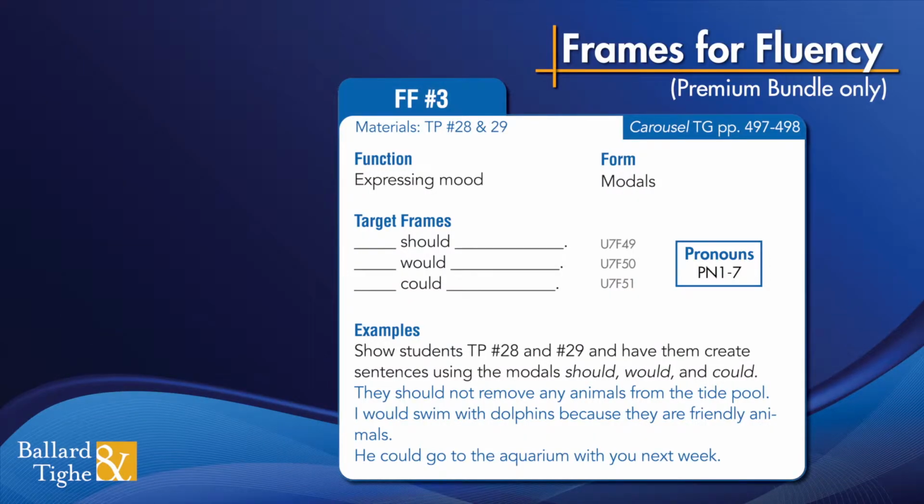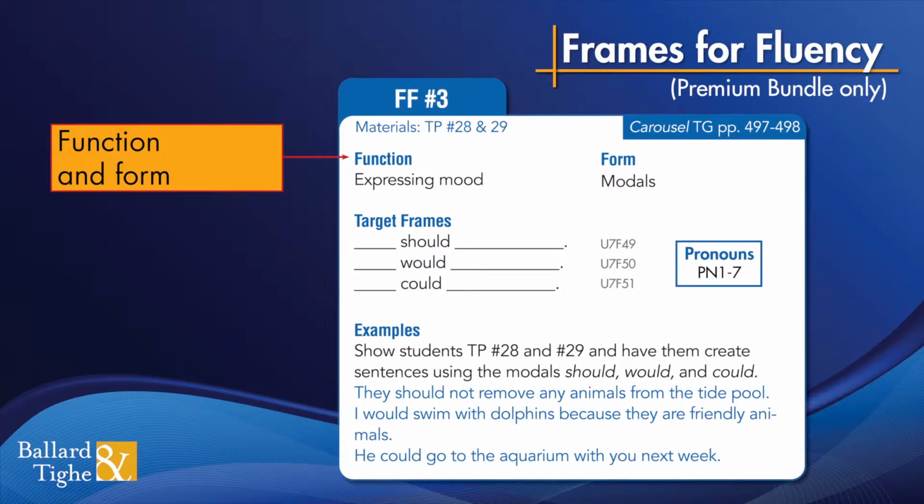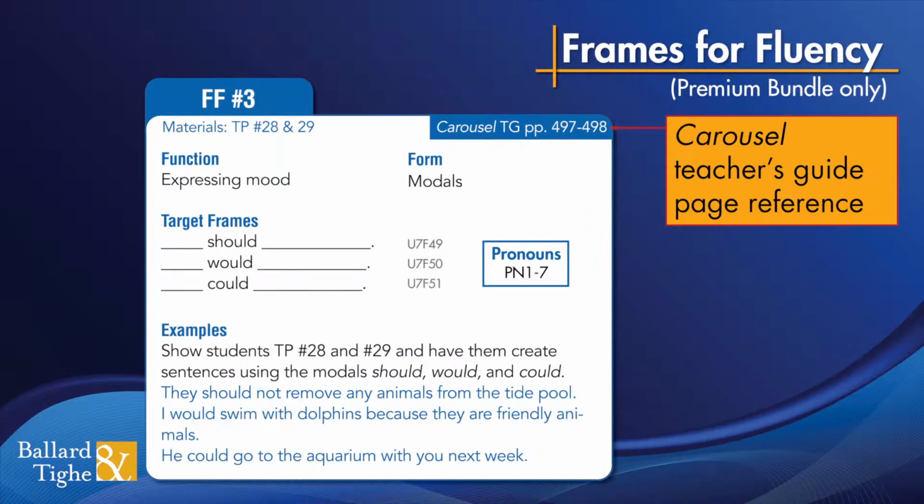Each frame practice is contained within one of these colored boxes that are sequentially numbered. The materials you need are listed at the top. For example, for this frame practice, you will need theme pictures number 28 and number 29. The function and form tell what this frame practice is focusing on. Here, students will be expressing mood using modals should, would, and could. These frames are designed to be used to complement and enhance your Carousel instruction. The Carousel Teacher's Guide page numbers tell you where this function and form is first taught in that chapter.